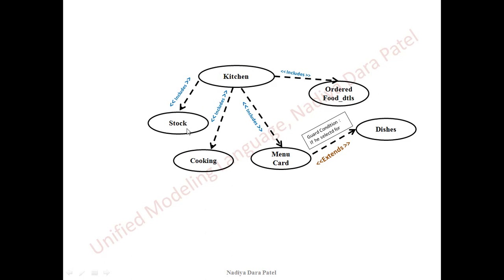Kitchen is going to include stock, kitchen is going to include cooking, it is going to have a menu card, it is also going to go through the order details because the food will get cooked accordingly, and menu card extends dishes. Okay, whatever menu you are holding, it is going to extend the dishes.